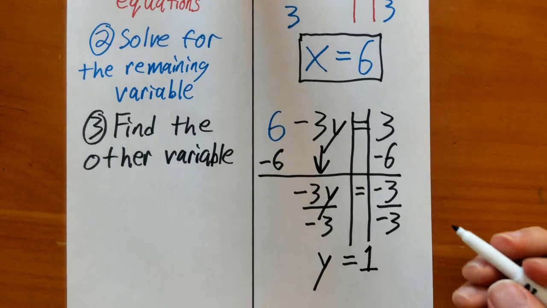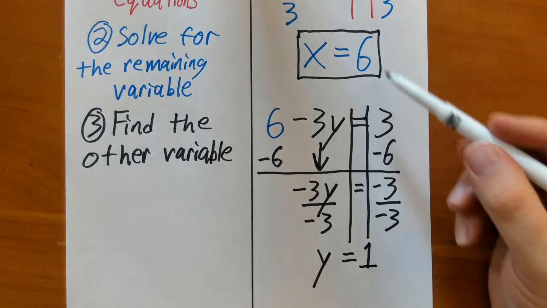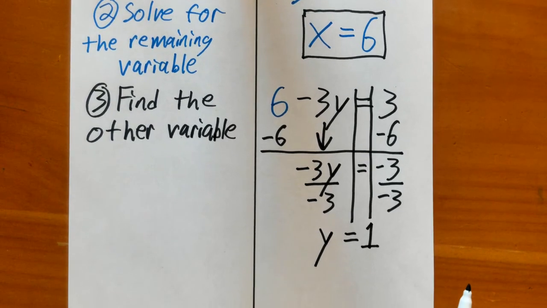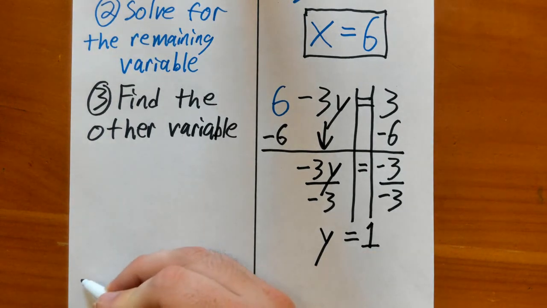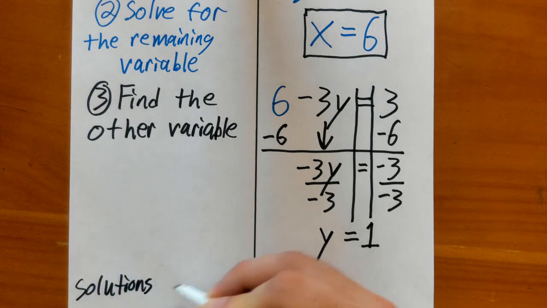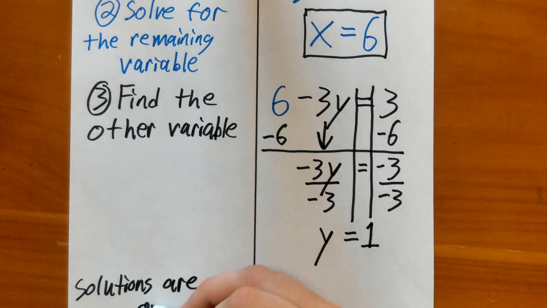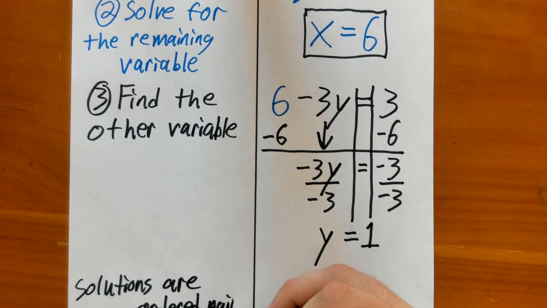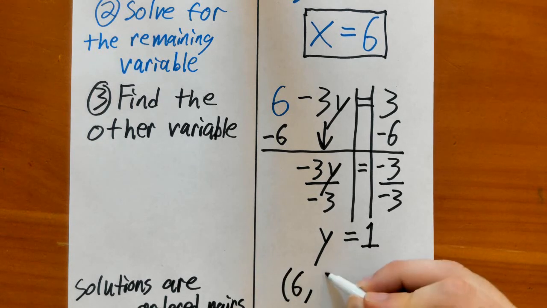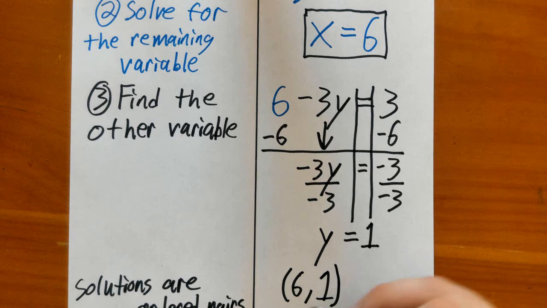So we now have an answer for x and an answer for y. Remember that our answers should be in ordered pairs. Solutions are ordered pairs. In this case, we have (6, 1) for our x and y.